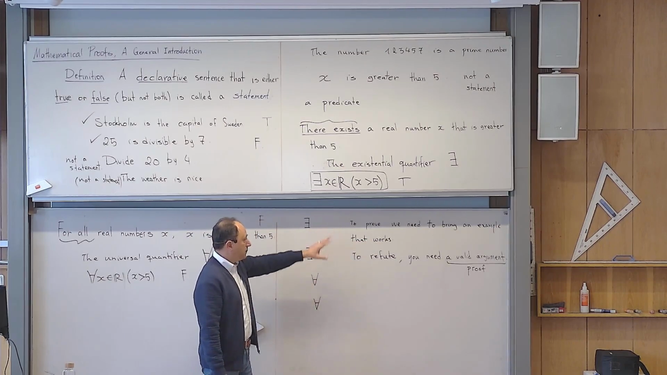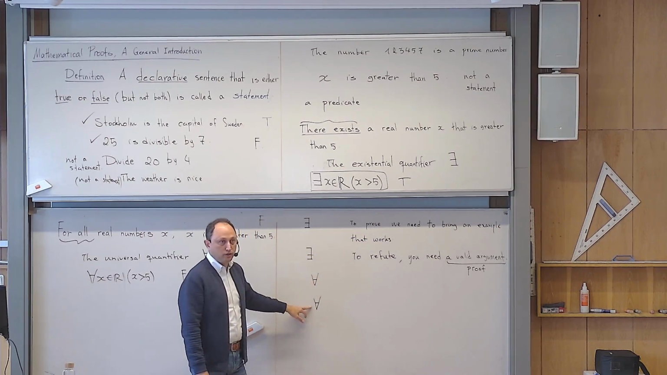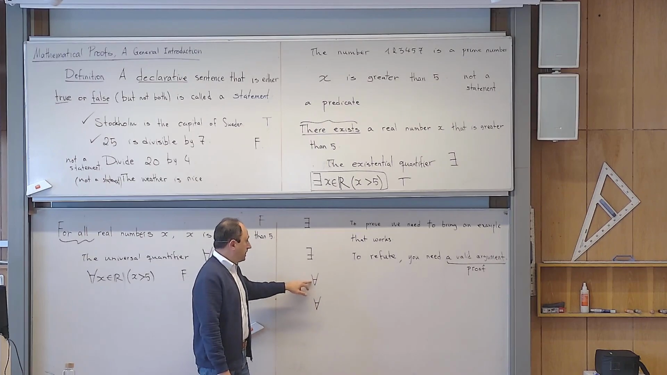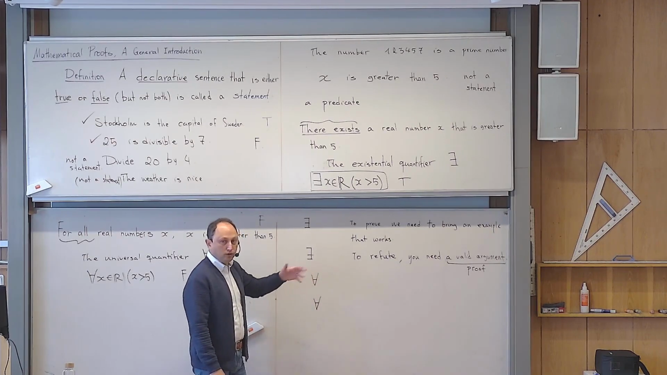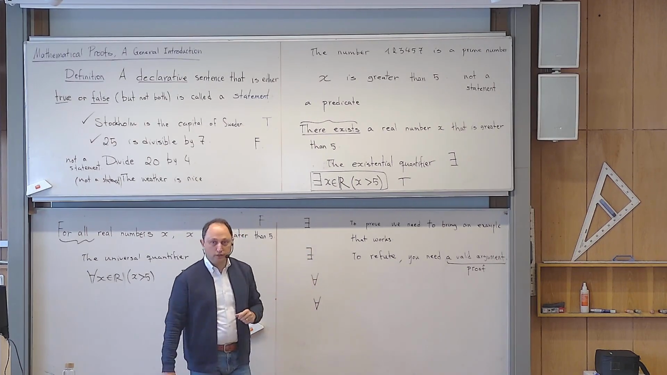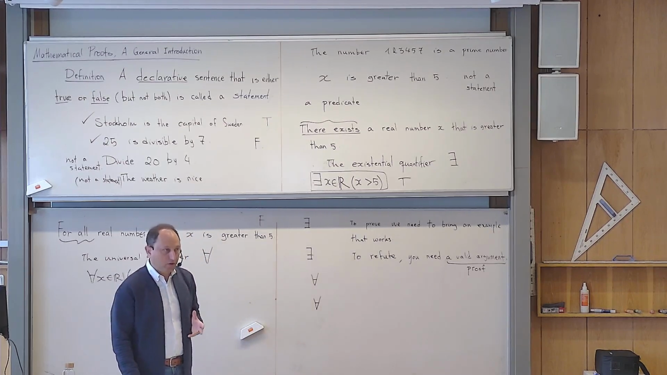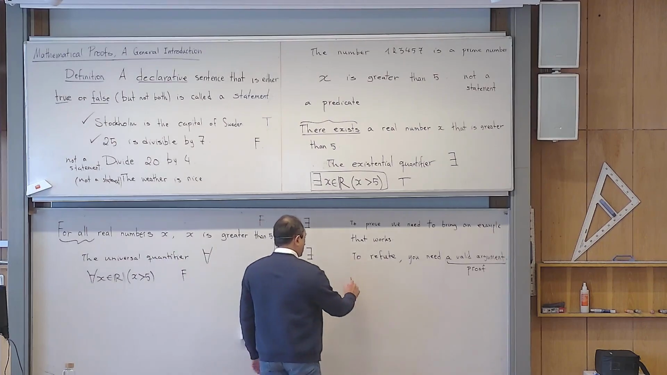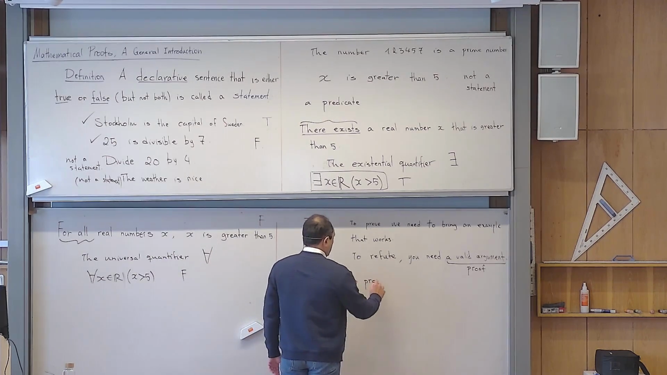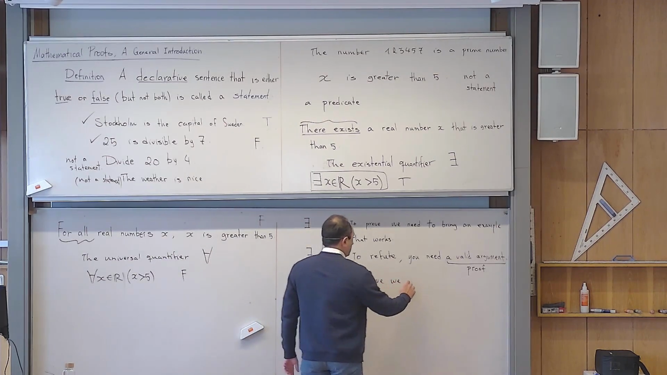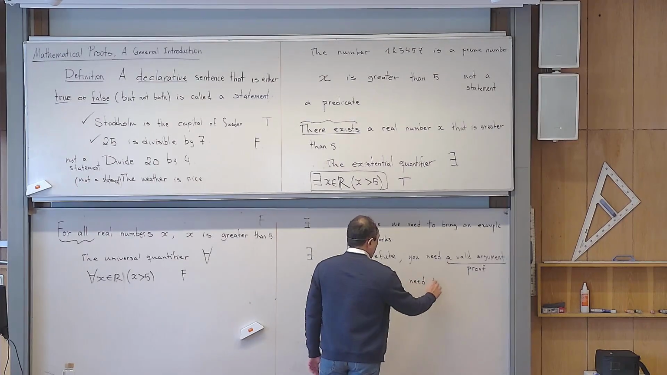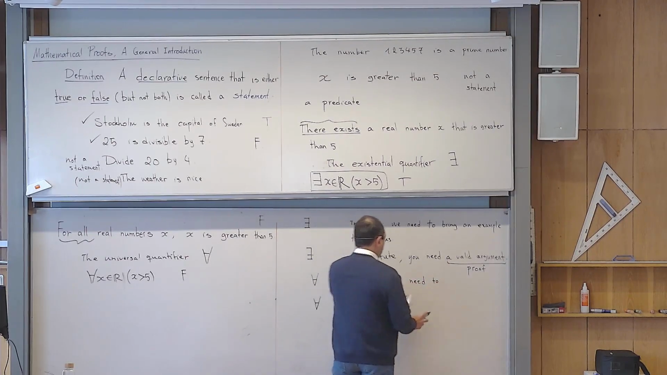I want to write the same scenario for the universal quantifier. If it claims something is true for all, if you want to prove it, what do you need? Yes? You need a valid argument. Valid argument. Here, to prove, we need to bring, so we need a valid argument.